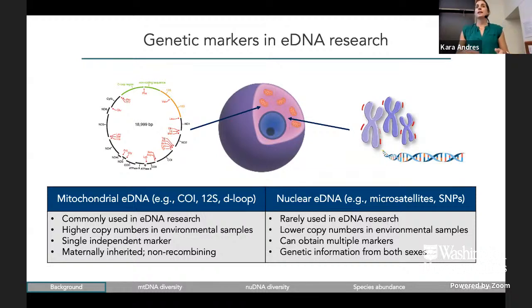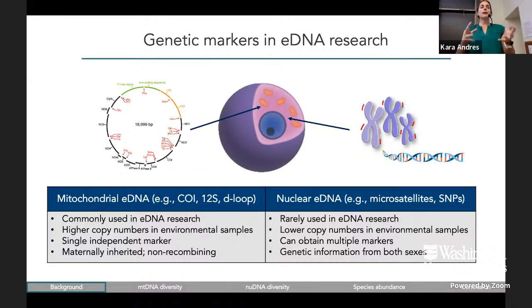These are really common in environmental DNA and barcoding and metabarcoding studies in general. This is because we do expect that cells contain many more mitochondria than nuclei, so we expect that mitochondrial DNA is going to be much more common in environmental samples than nuclear DNA. But the mitochondrial genome is maternally inherited and it doesn't recombine.